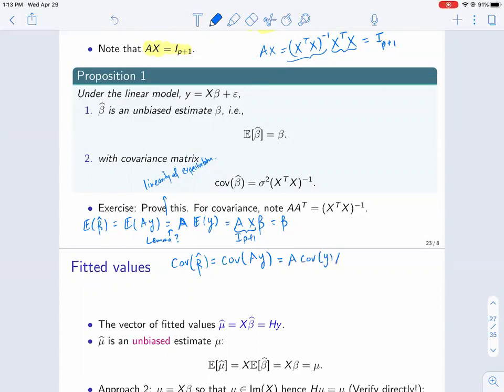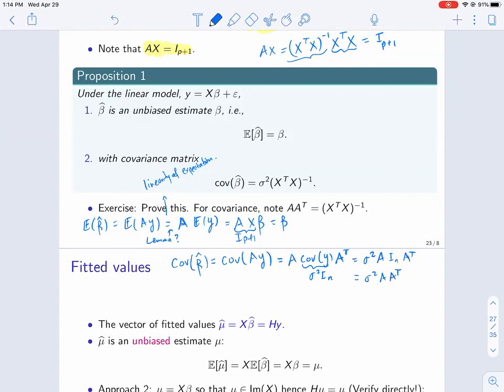And just plug in A transpose, yes. So what is the covariance of Y? Sigma squared I_n is a constant number, so we can move it in front. And then A times I_n times A transpose. This is just A transpose A.